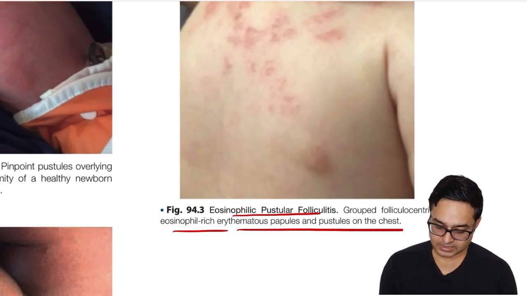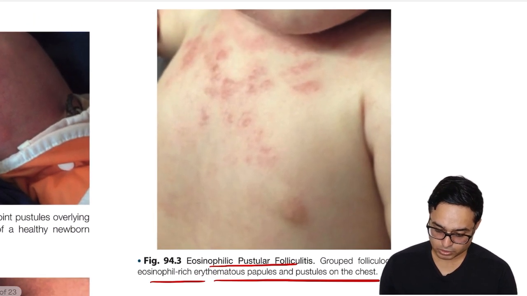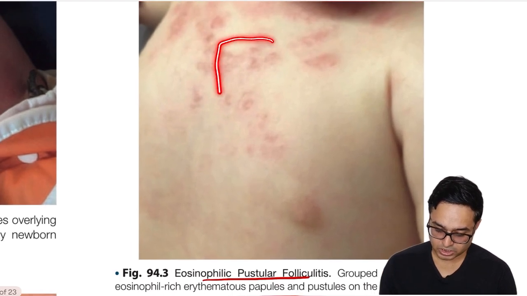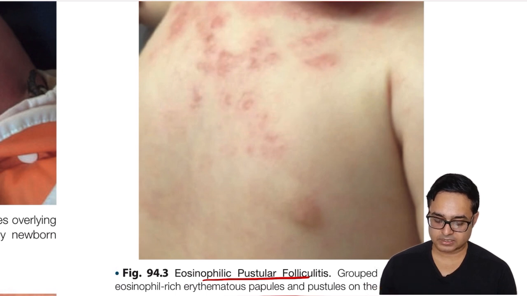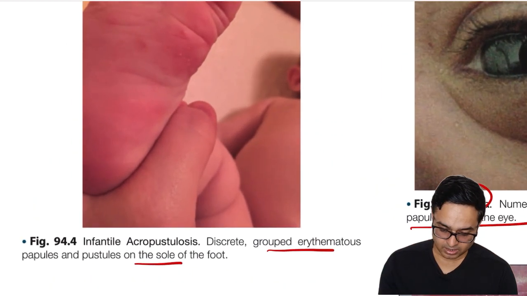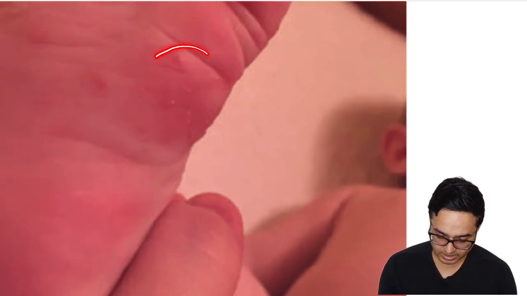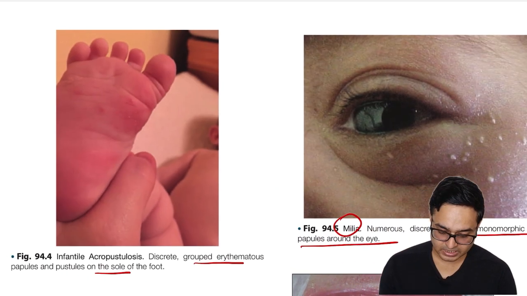Okay, this is another image showing eosinophilic pustular folliculitis. In this, there are eosinophil-rich erythematous papules, generally found on the chest. So you have to remember this diagram. Okay, this is infantile acropustulosis. These are discrete grouped erythematous papules and pustules on the sole of the foot. So this will be called infantile acropustulosis.